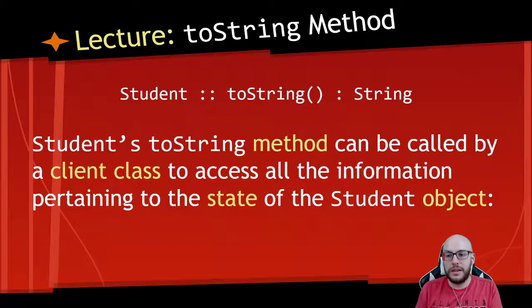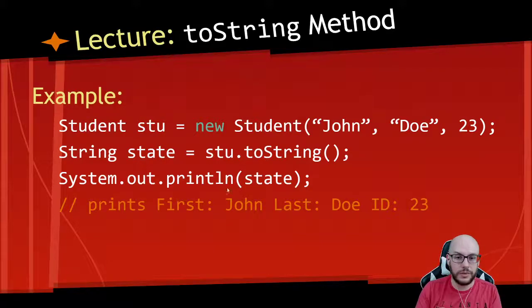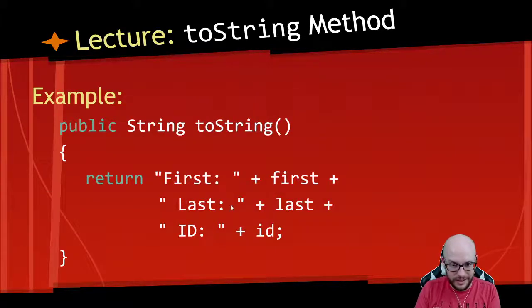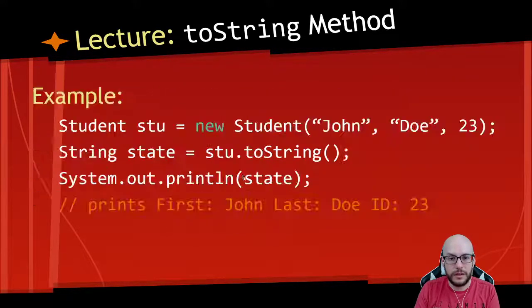Student's toString method can then be called by a client class, such as our driver, to access all of the information pertaining to the state of the student object. Here I'm creating a stu. It's a new student. I'm passing in John Doe 23. We're calling one of those overloaded constructors. I then am taking stu and calling the toString method. This returns a string. It's all of this information. I'm storing it into a variable called state. I can then print that out.